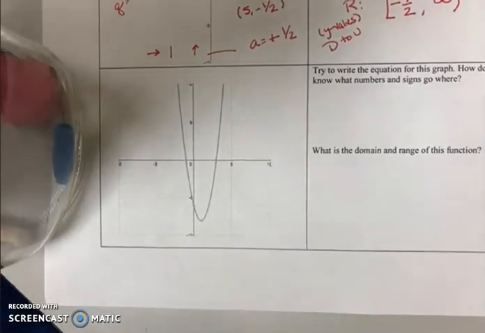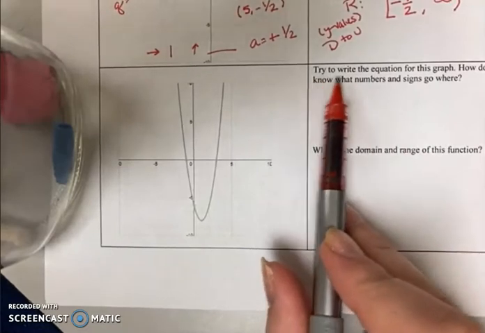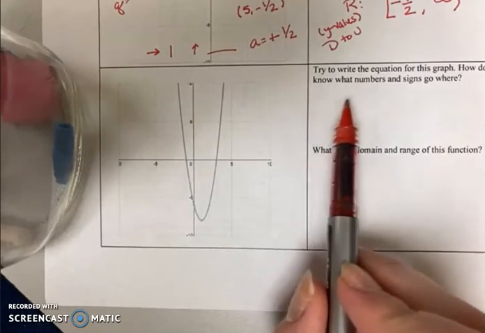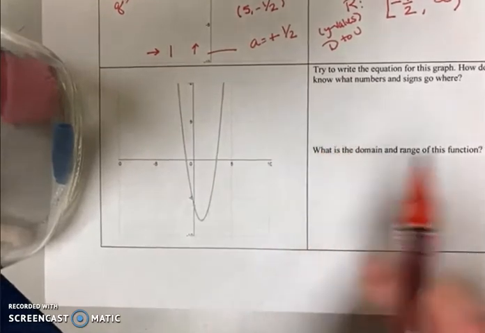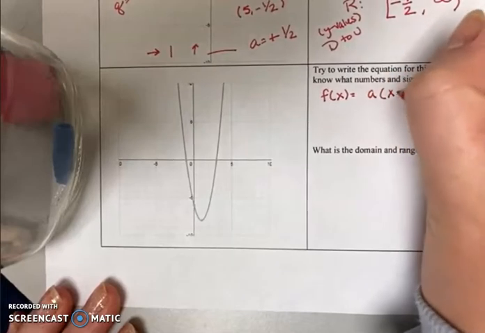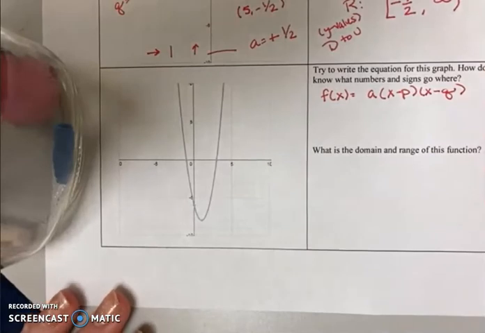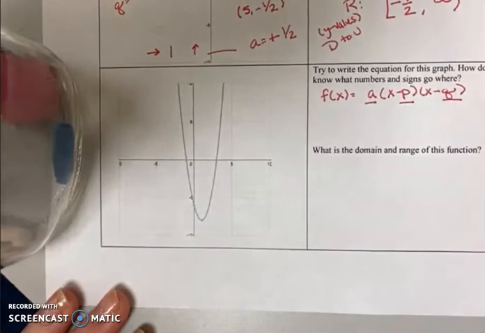Next one. This time I just gave you the graph. And using this, we're going to have to answer these questions over here. The first one says, try to write the equation for this graph. How do you know what numbers and signs go where? If we think about the general equation, f of x equals a times x minus p times x minus q. If I want to write this equation, all I have to do is identify what a, p, and q are.